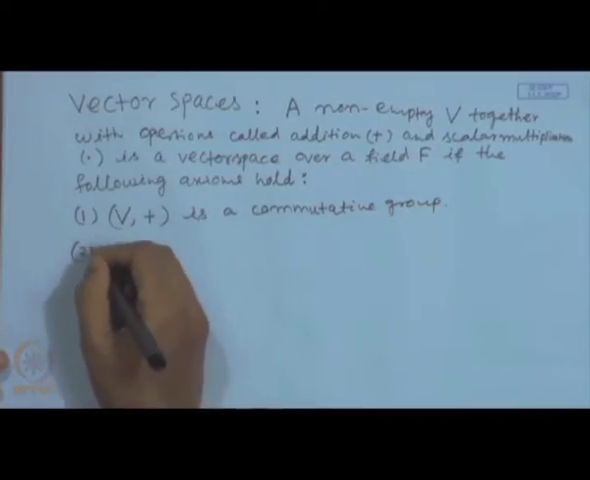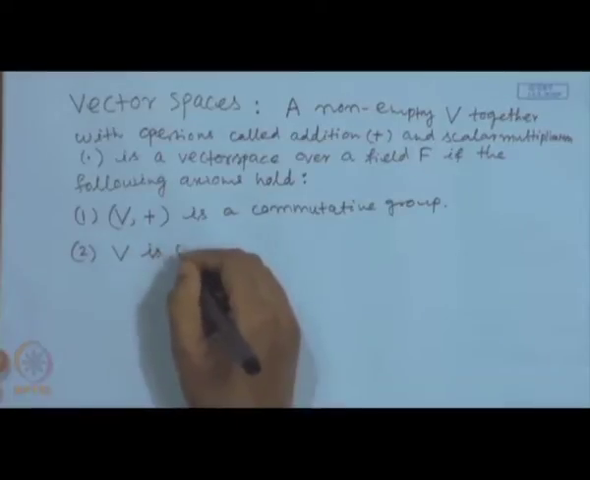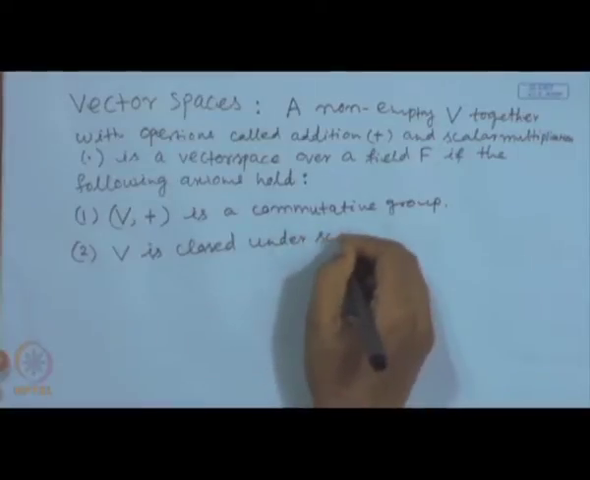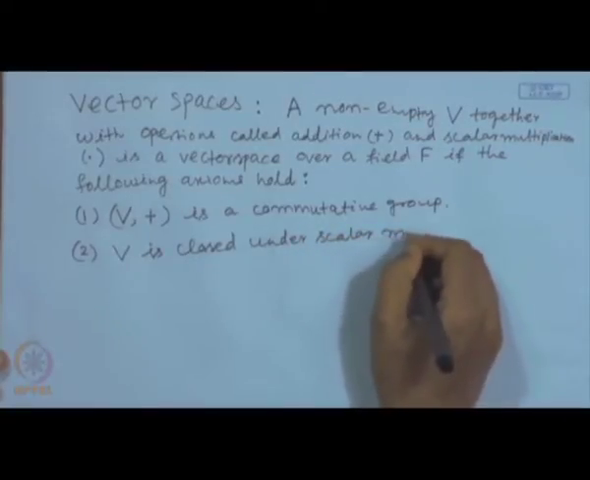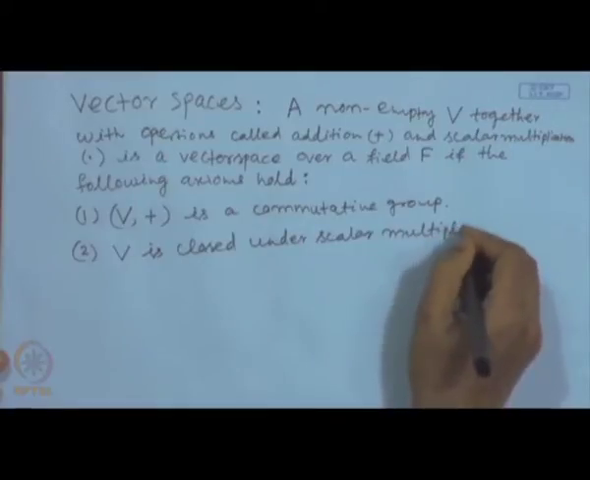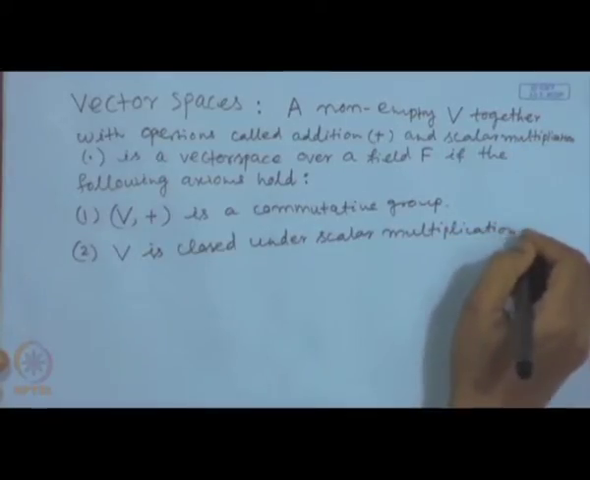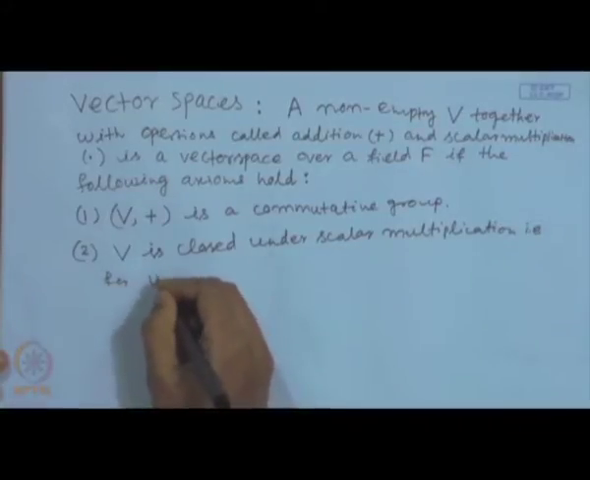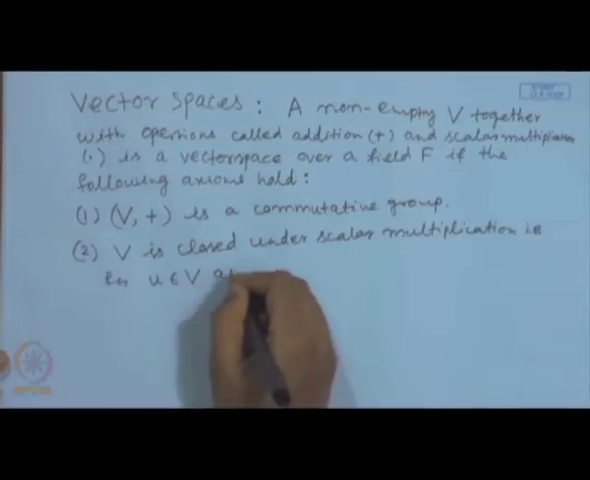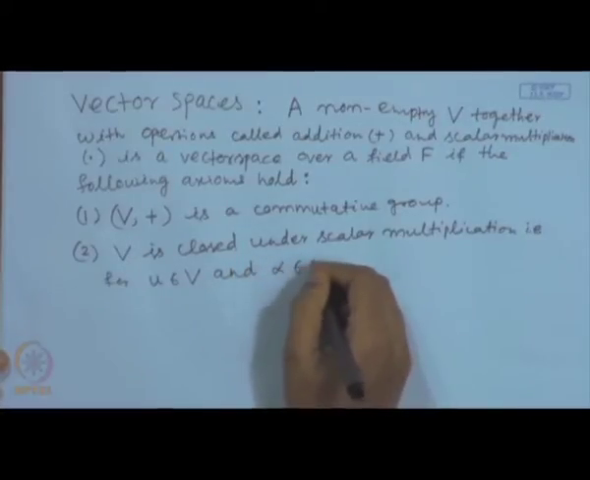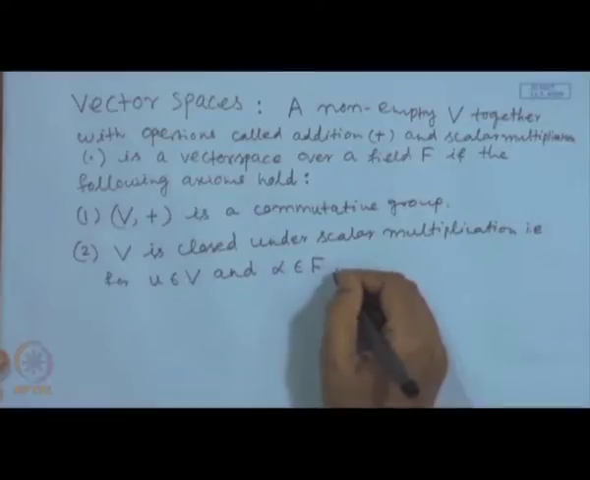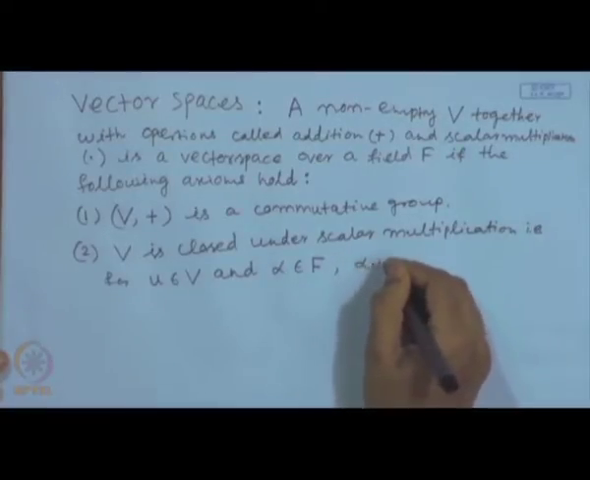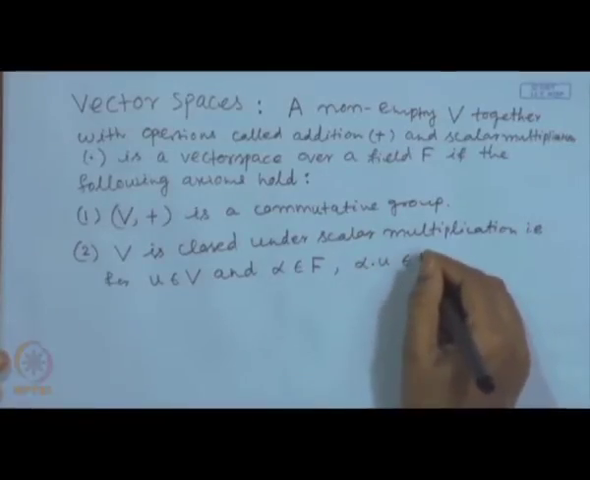Second property is that V is closed under scalar multiplication, that is, for any element u in V and alpha belongs to F, this alpha dot u belongs to V.